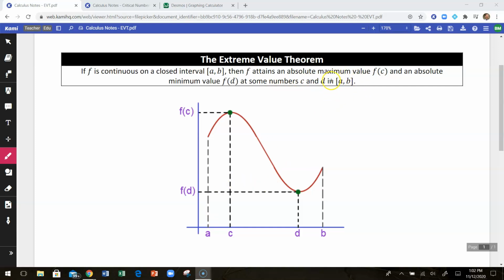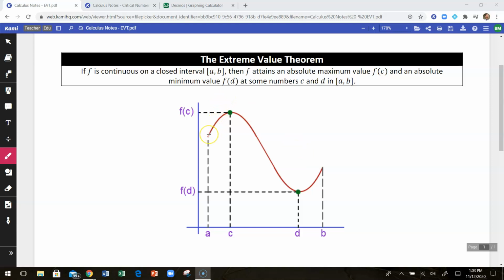Now notice how a and b are still closed, which means that the absolute maximum could occur at a or b. So these numbers c and d could be a and b because we are including a and b in that interval where those things will exist. But the idea is that if you just have a continuous function over some interval, that function will take on a very highest y value and a very lowest y value at some point in that interval.